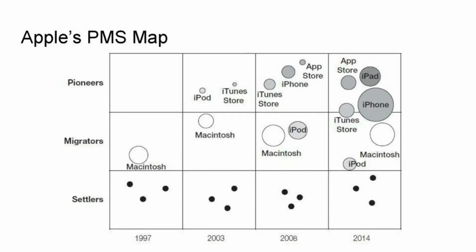The circles in the pioneer section will have a profitable growth as it offers an unprecedented value. So the one in the migrator section may have potential growth, however, it might be risky due to being in a competition. So that's PMS map.